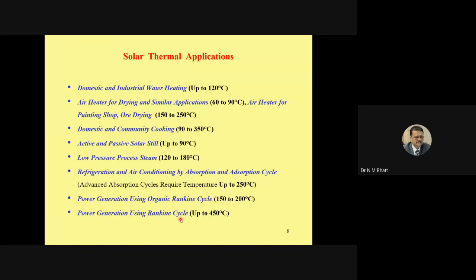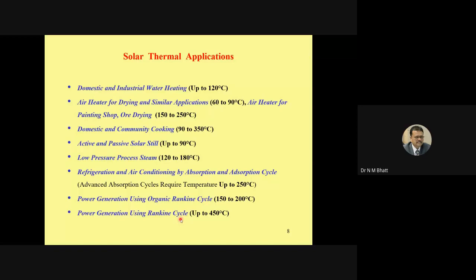Air has its own advantages and disadvantages as a working fluid with the solar collector. Then various applications require temperatures in the range of 150 to 250 degrees centigrade.